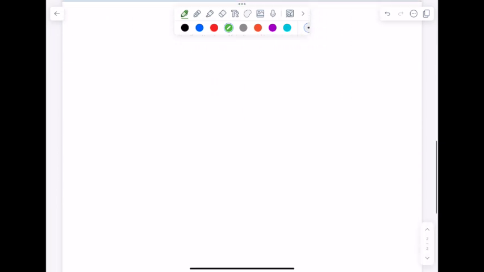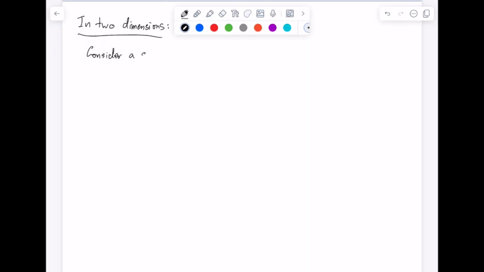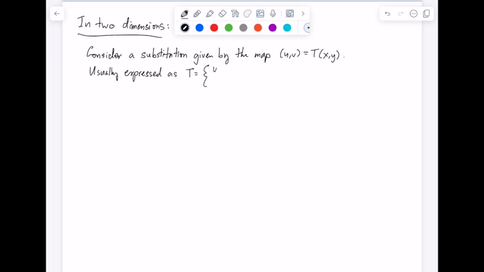Now that we have some motivation for change of variables, let's examine the case in 2 dimensions. So suppose we have a map that's given to you by (u, v) = T(x, y). In this notation, this just means that we have a transformation T, which gives you 2 functions: a function u that's dependent on x and y, and a function v that's dependent on x and y.